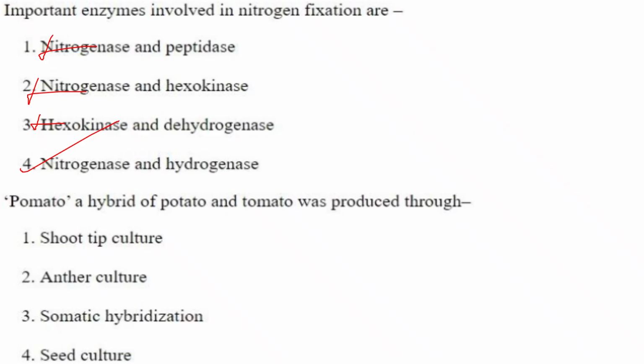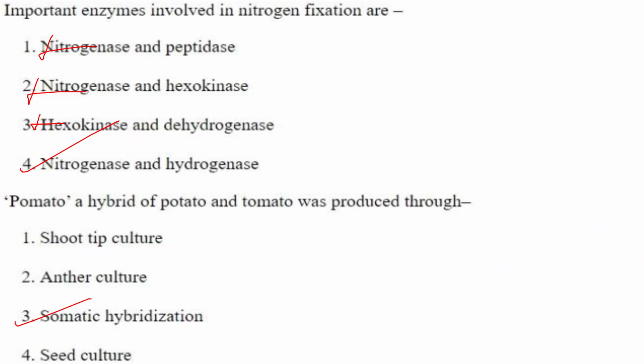Then next one, pomato. A hybrid of potato and tomato was produced through nothing but somatic hybridization. Shoot tip culture means the shoot tip is cut off from the plant, and it is inoculated into suitable medium under aseptic conditions to regenerate into whole plant or to form callus. Then anther culture is mainly for the production of haploid plants.